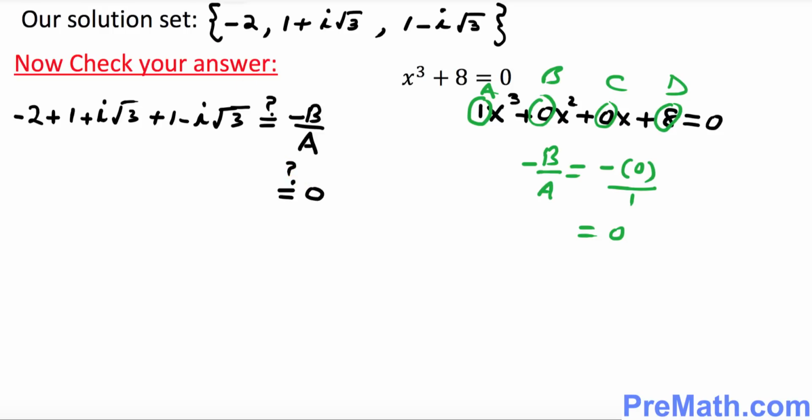Let's look at the left hand side right now. These two terms cancel out. So what we got? -2 plus 1 plus 1. When you do this, that is going to be -2 plus 2, which means 0. Are both sides equal? Yes, that means we checked our solution.